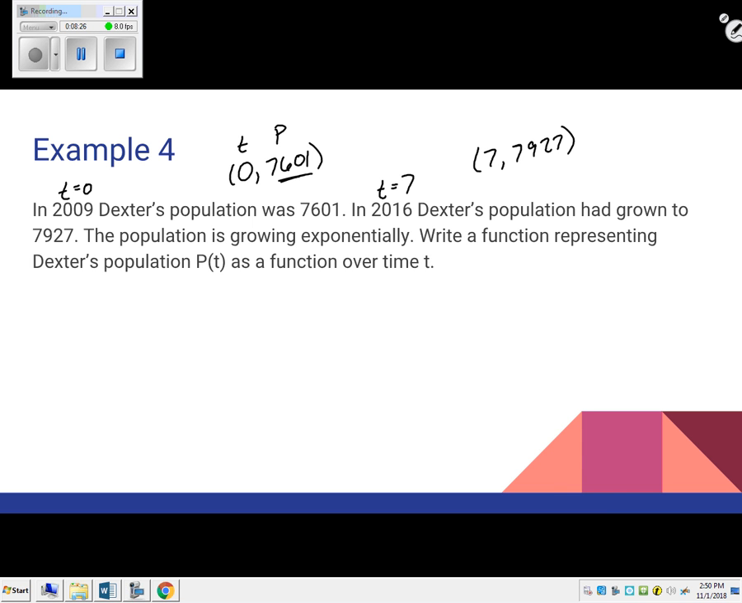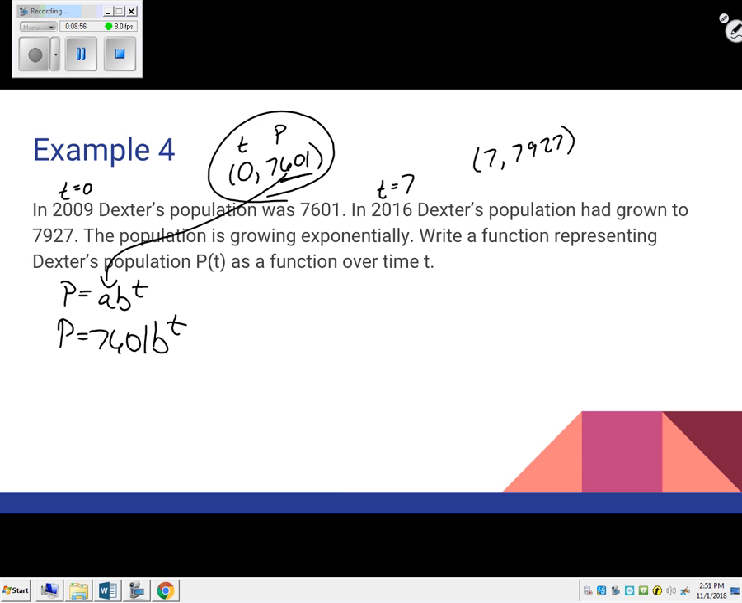Growing exponentially, I want to know the p of t. I want to know the function that I can write. There I go again, writing y's. Right. So my population is a function of time. Well, if I know what the 0 is, this is my initial population from the get-go, this 7,601. I can take it and just plug it in for my A, my initial amount.